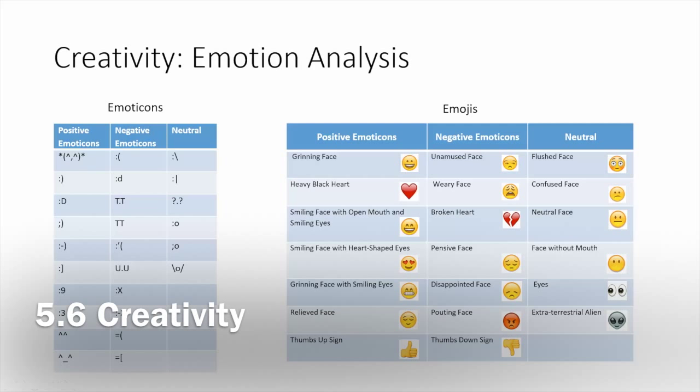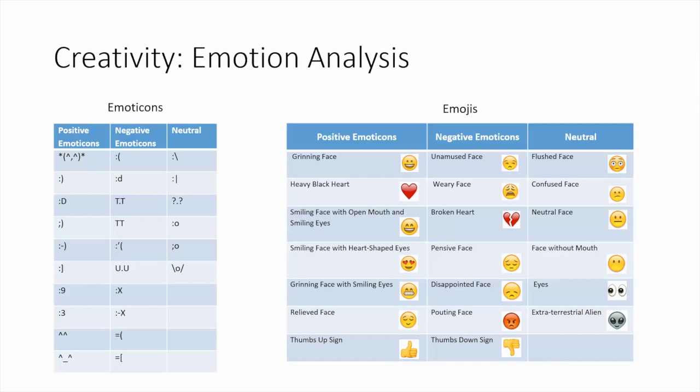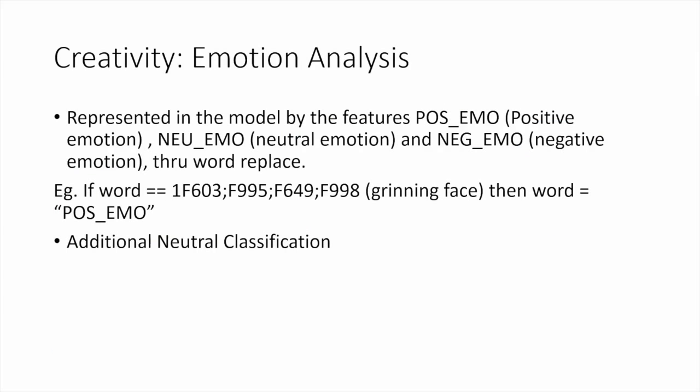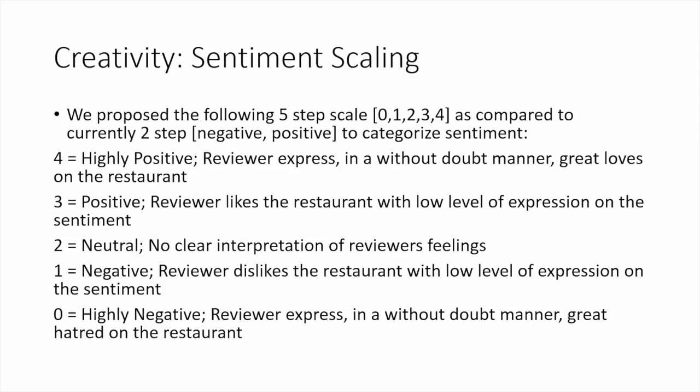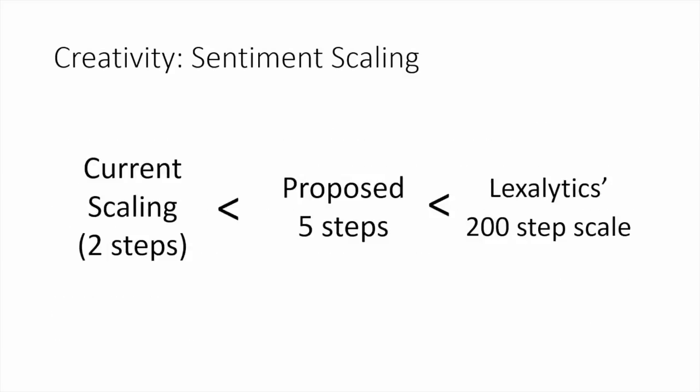We intend to split emoticons and emojis into 3 classifications as shown, and process as follows. We also have the idea to use 5-step scaling as compared to 2 steps. The proposed 5-step scaling is more detailed than current scaling and more accurate. However, we do not intend to implement the more complicated 200-step scaling, as it would complicate the process of annotation.